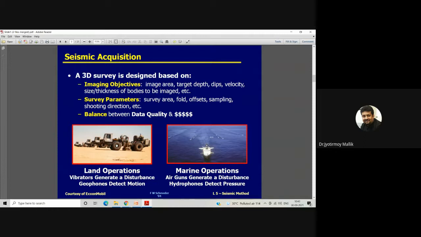If the land is not flat, if there is such uneven topography, it becomes very difficult to shoot land seismic. Okay, and hence land seismic is rather expensive as well.